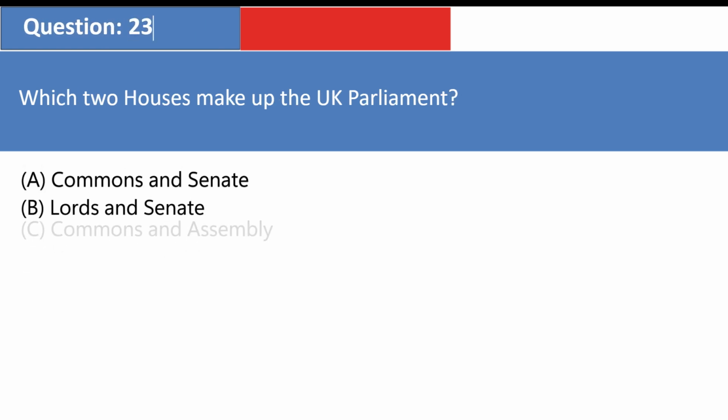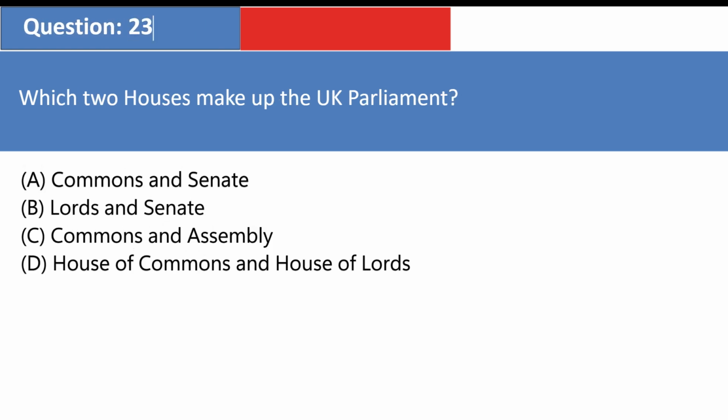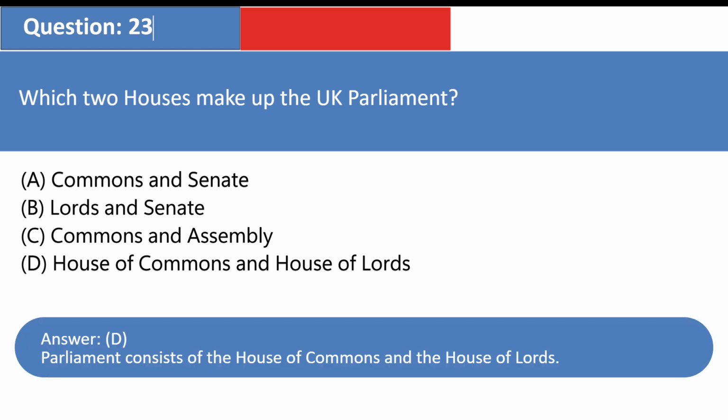Which two houses make up the UK Parliament? A. Commons and Senate. B. Lords and Senate. C. Commons and Assembly. D. House of Commons and House of Lords. Answer: D. Parliament consists of the House of Commons and the House of Lords.